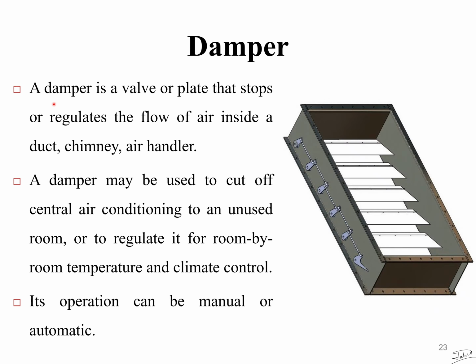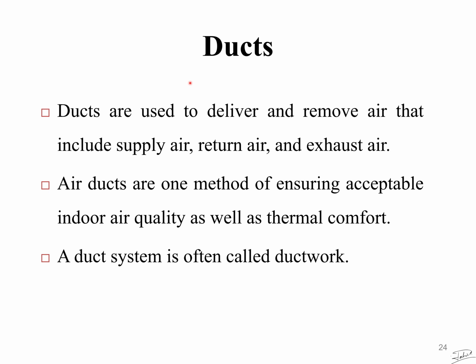Damper. We see this instrument sometimes in our classroom. It controls the flow of air in a particular room. A damper is a valve or plate that stops or regulates the flow of air inside a duct, chimney, or air handler. A damper may be used to cut off central air conditioning to an unused room or to regulate room by room temperature and climate control. Its operation can be manual or automatic. Ducts. Ducts are used to deliver and remove air, which includes supply air, return air, and exhausted air.